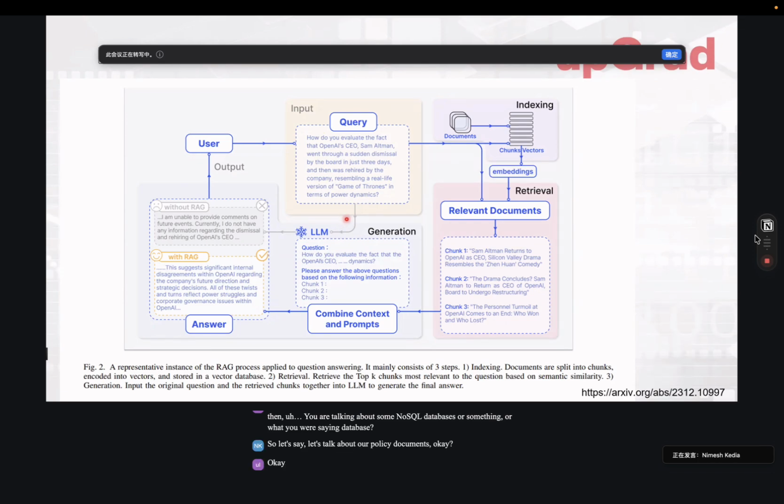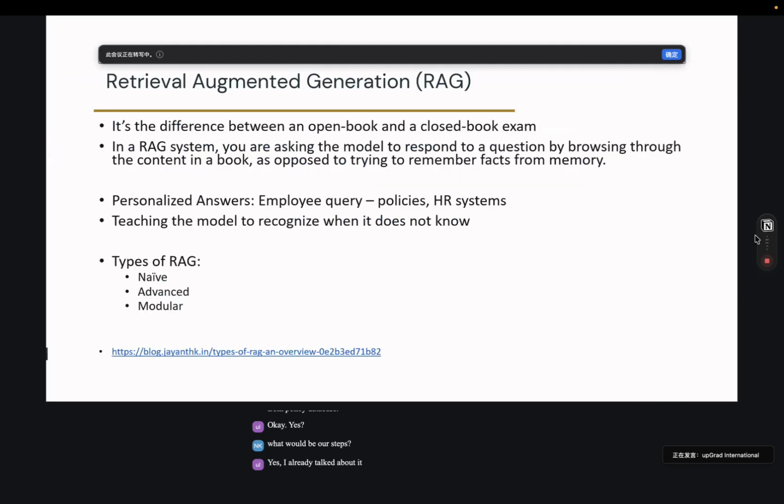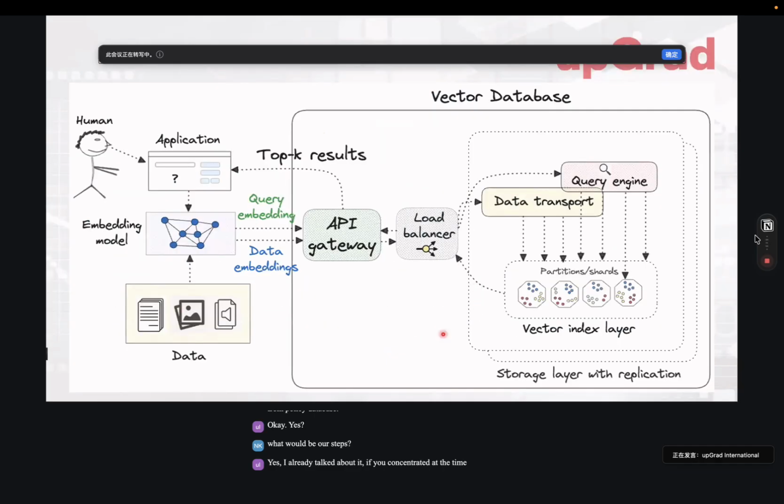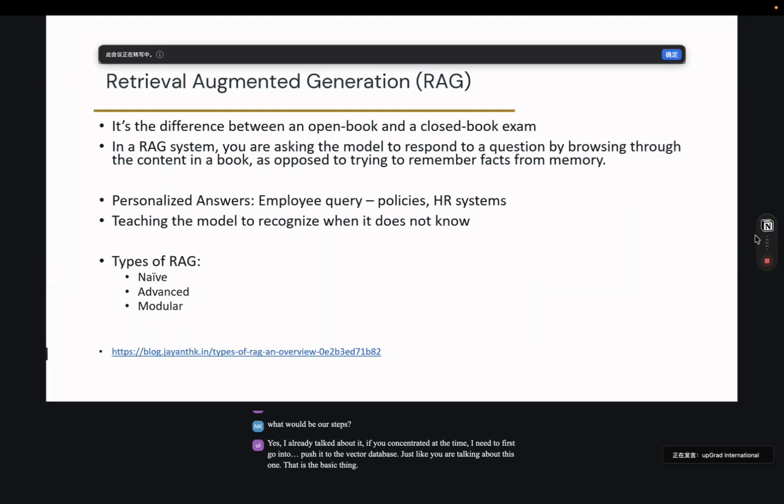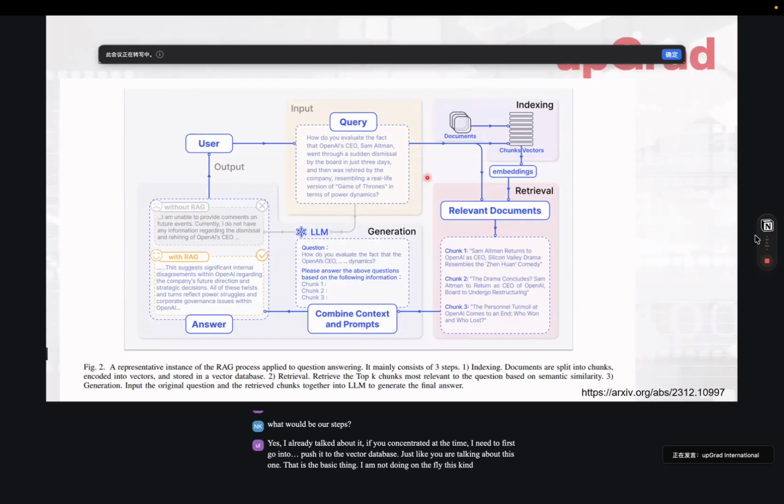If we have to use RAG to retrieve some information from the policy database, what would be our steps? I already talked about it. I need to first push it to the vector database, just like you are talking about. That is the basic thing. I am not doing this on the fly. This is the one which you need to store.